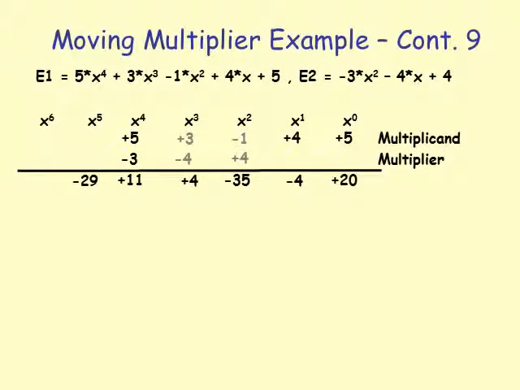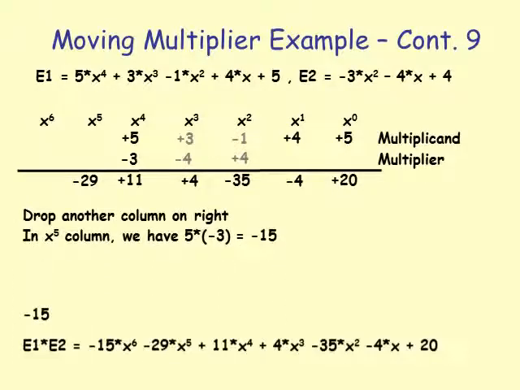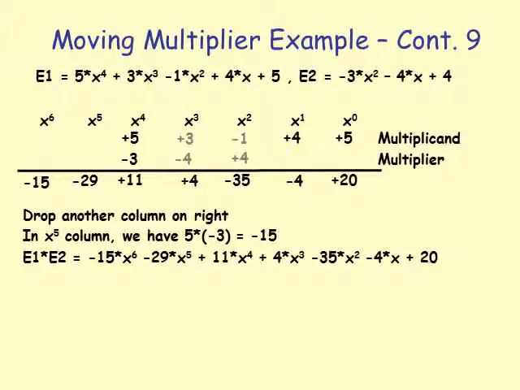Now we have computed the coefficient of x to the 5th power. We have to compute the 6th power, which comes from one product, this product here, 5 times minus 3. 5 times minus 3 is minus 15. Let's continue here. So E1 times E2 is minus 15 x to the 6th power minus 29 x to the 5th power plus 11 times x to the 4th power plus 4 x cubed minus 35 x squared minus 4x plus 20.